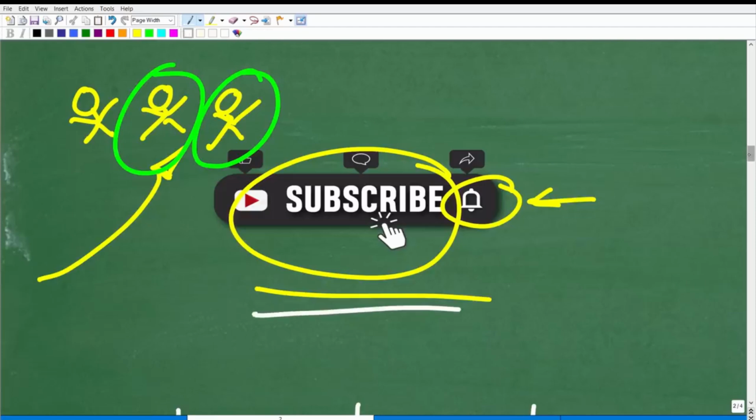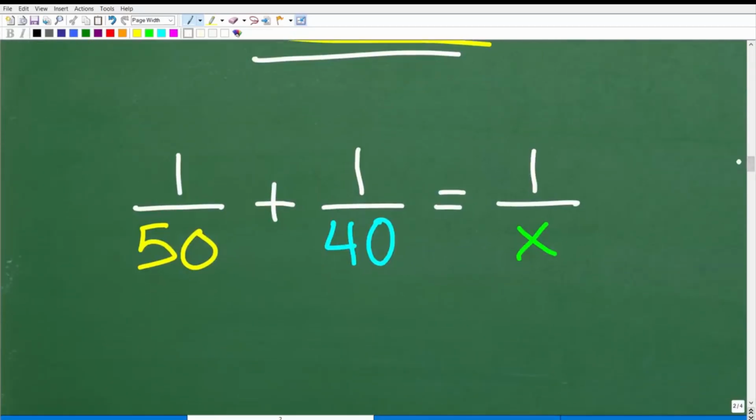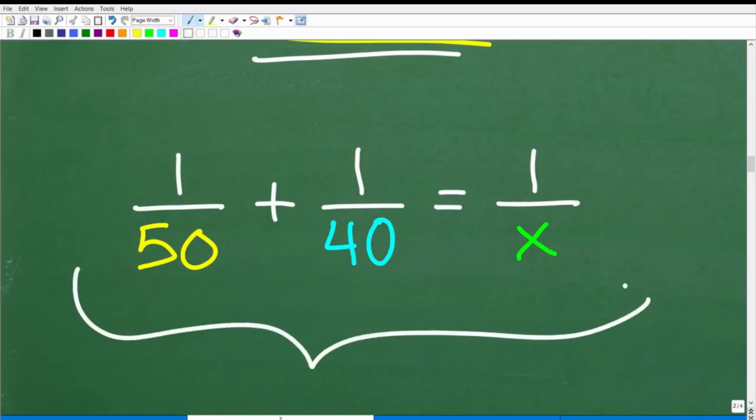And now back to the problem. Okay, so here's the equation. We have 1 over 50 plus 1 over 40 is equal to 1 over x. We would classify this type of equation as a rational equation. It involves fractions. That word rational means fractions. So how can we solve this equation?